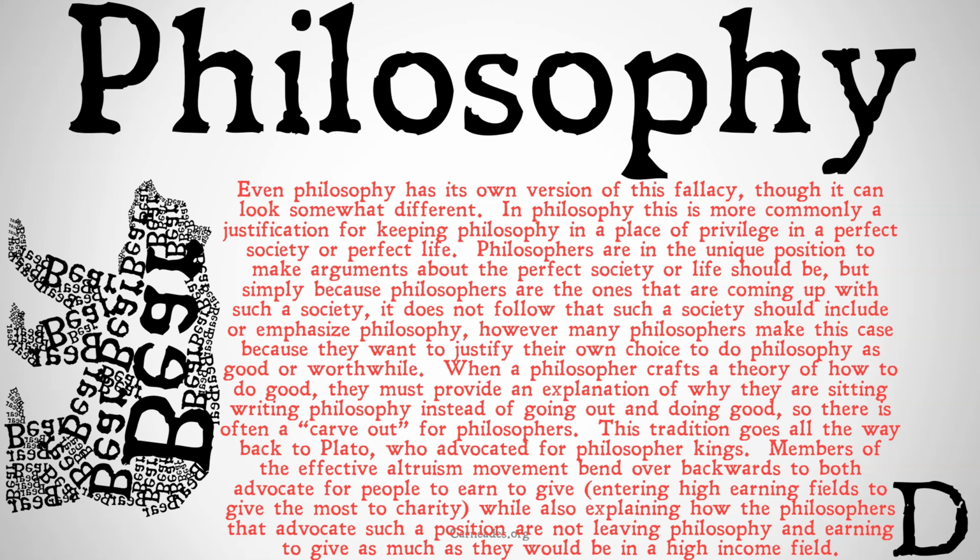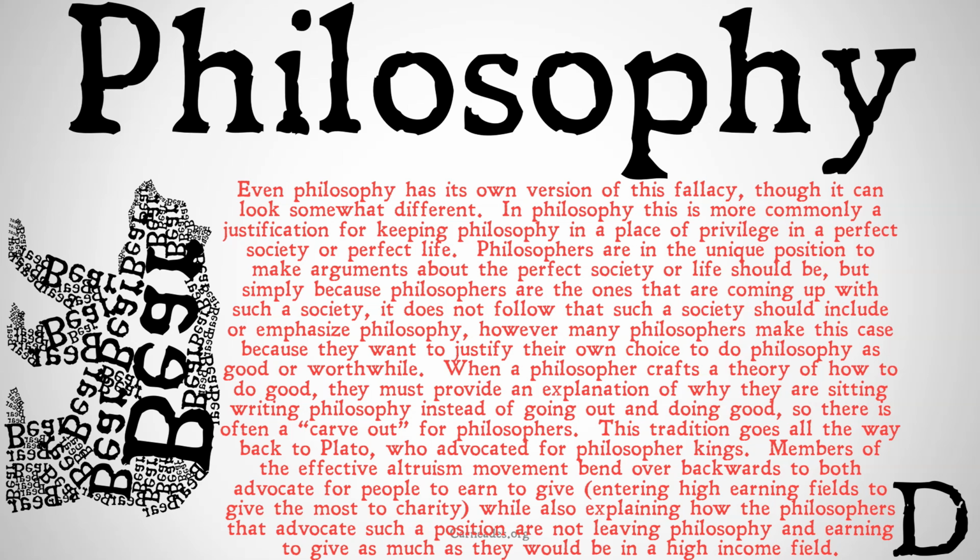Philosophers are in a unique position to make arguments about the perfect society or how life should be. But simply because philosophers are the ones that are coming up with such a society, it doesn't follow that such a society should include or emphasize philosophy. However, many philosophers make this case because they want to justify their own choice to do philosophy as good or worthwhile. When a philosopher crafts a theory of how to do good, they must provide an explanation of why they're sitting writing philosophy instead of going out and doing good in the world. So there's often some kind of carve-out for philosophers.